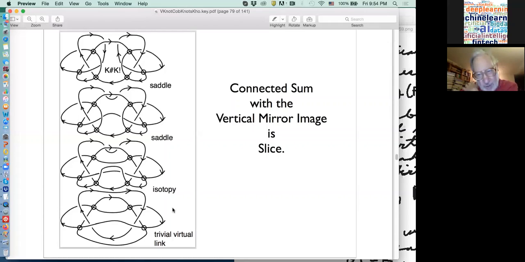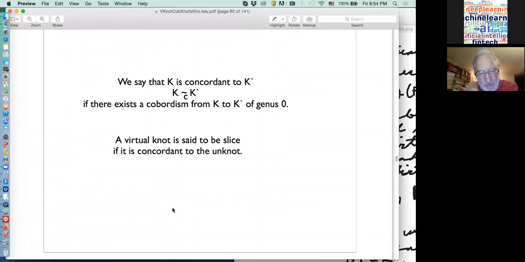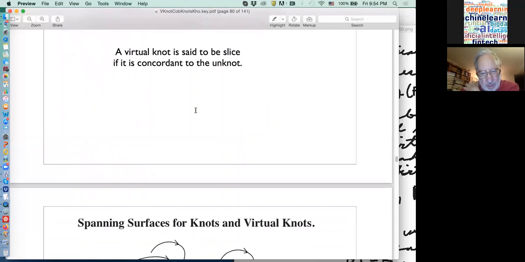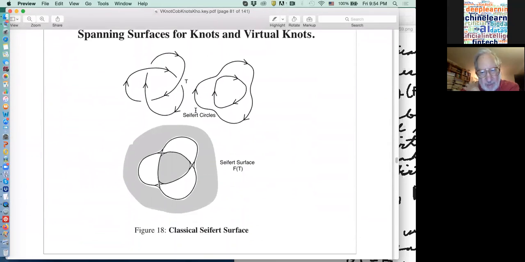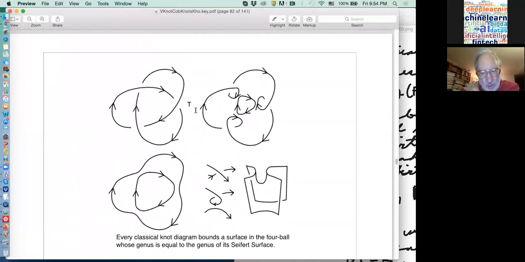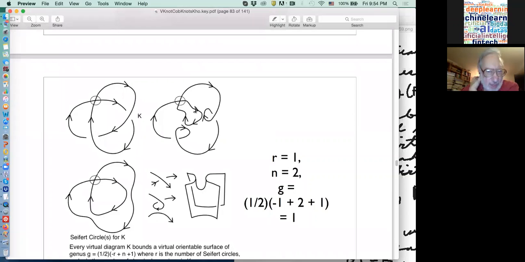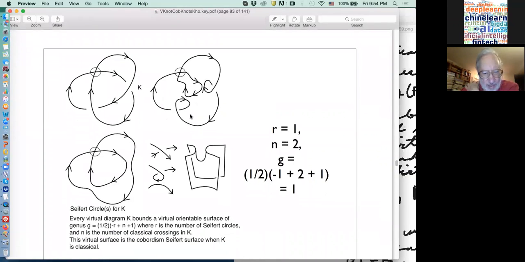And this pattern works in general to show you that the connected sum of a vertical mirror image with a knot is slice. I'll let you think about that. I'm repeating my definitions here. K is concordant if there is a genus 0 cobordism, and it's slice if it's concordant to the unknot. And here's this story I told you about the spanning surfaces. Classical Seifert surface, cobordism Seifert surface, cobordism Seifert surface in the case of this.